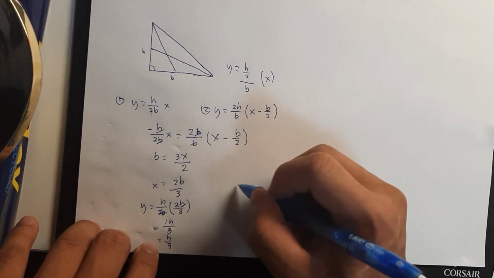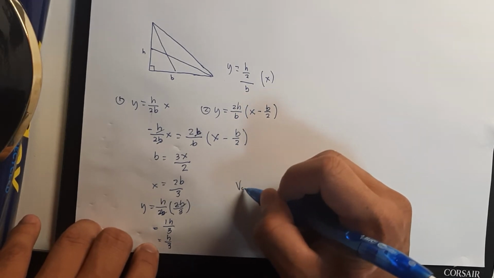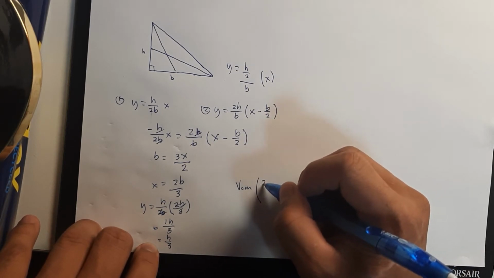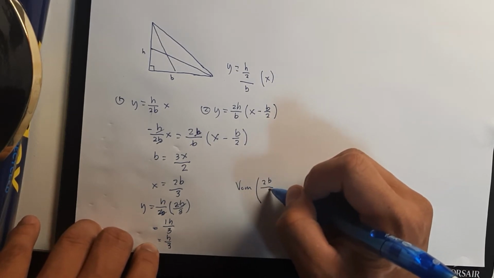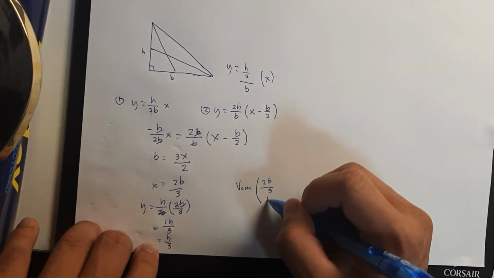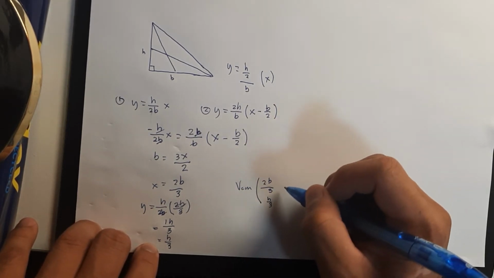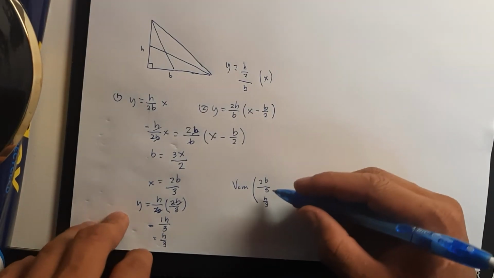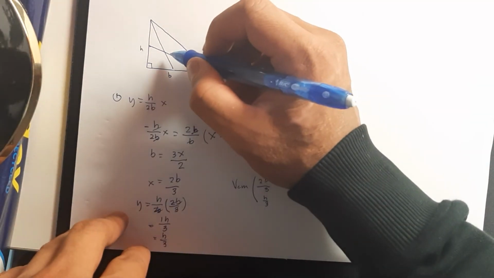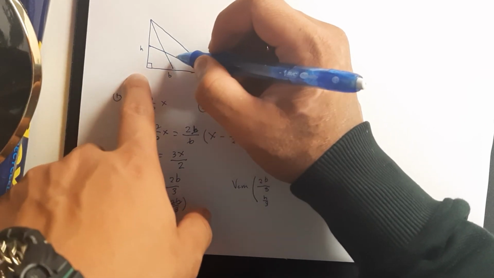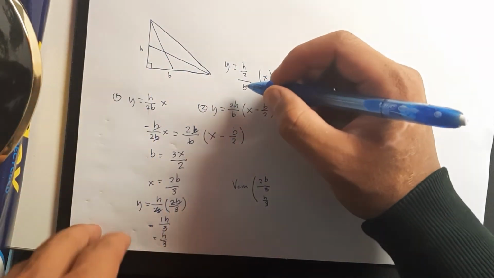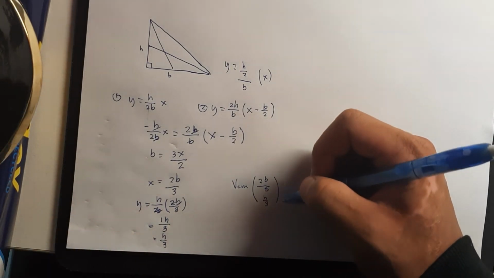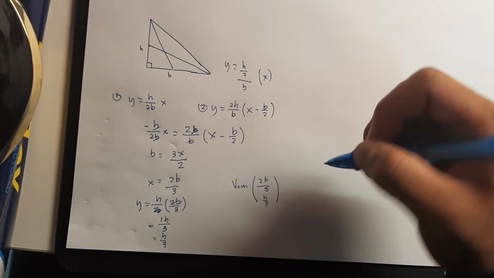So put it in vector form. The center of mass of the triangle would be 2b over 3, h over 3. So these two would be the center point of the mass of the triangle here, and those are the points of the center of mass.